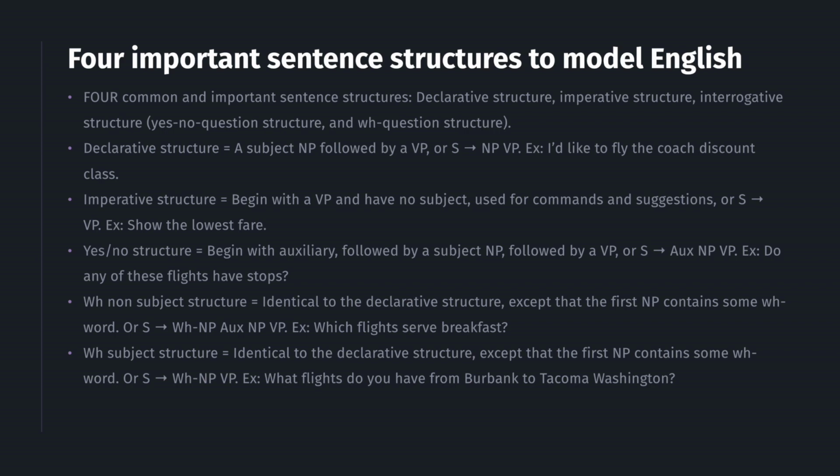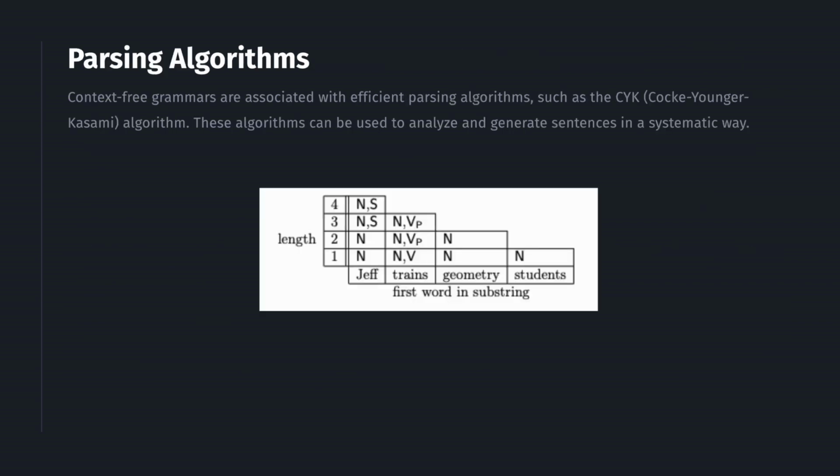Lastly, there are pretty efficient parsing algorithms that are associated with CFGs. One of them is CYK, the Cocke-Younger-Kasami algorithm, and they're used to analyze and generate sentences in a systematic way. The CYK algorithm specifically is a fundamental tool in computational linguistics, and it's used in lots of applications like NLP and syntactic analysis.